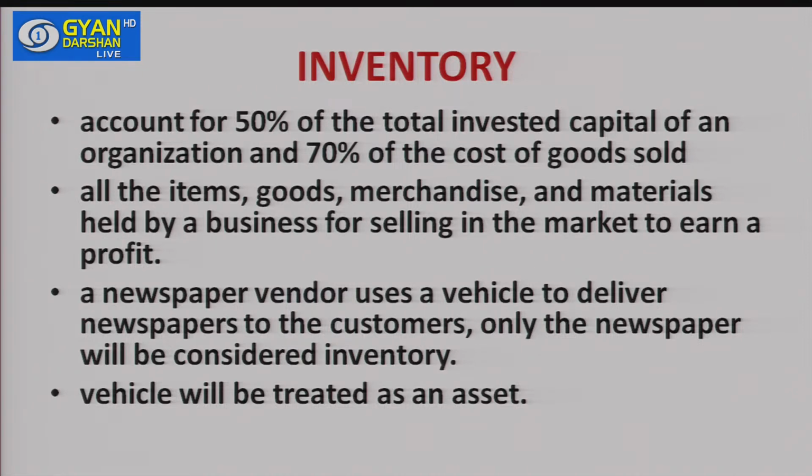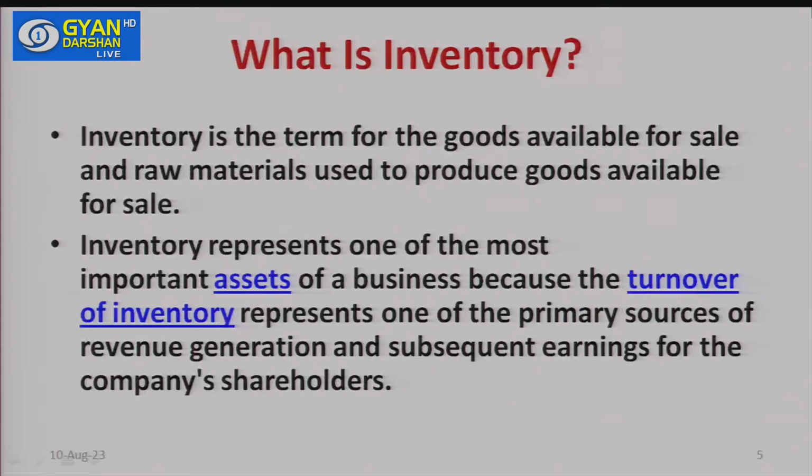For example, if a paper vendor is using a vehicle to deliver newspapers, the vehicle will not come under inventory, only the newspaper will be inventory. The vehicle will be treated as an asset. Again, I will emphasize that you should recollect the earlier learnings on how you will define inventory.